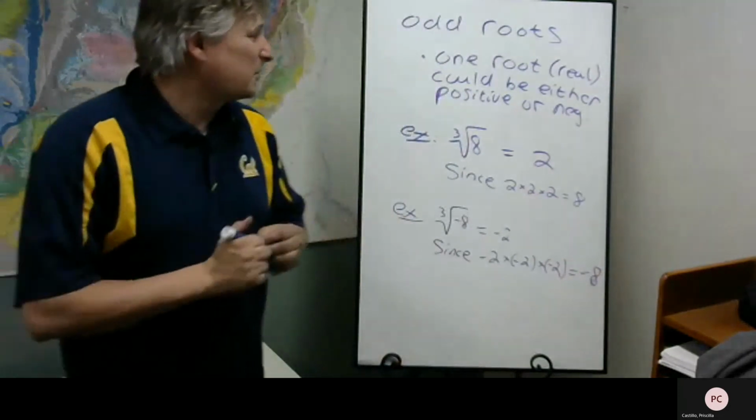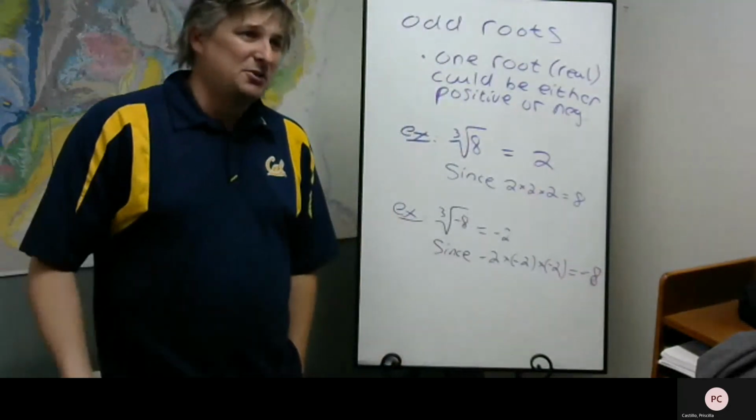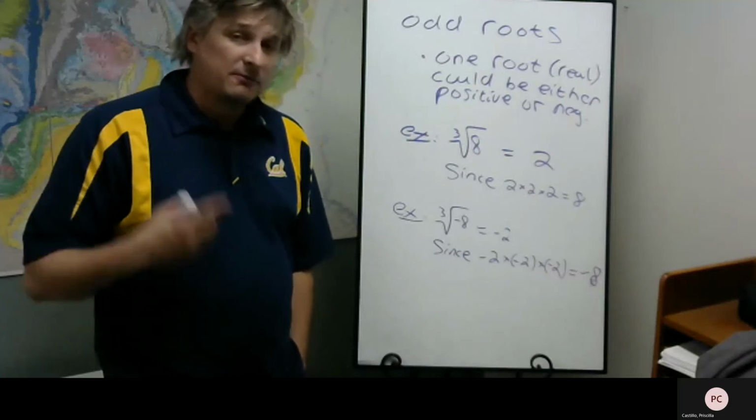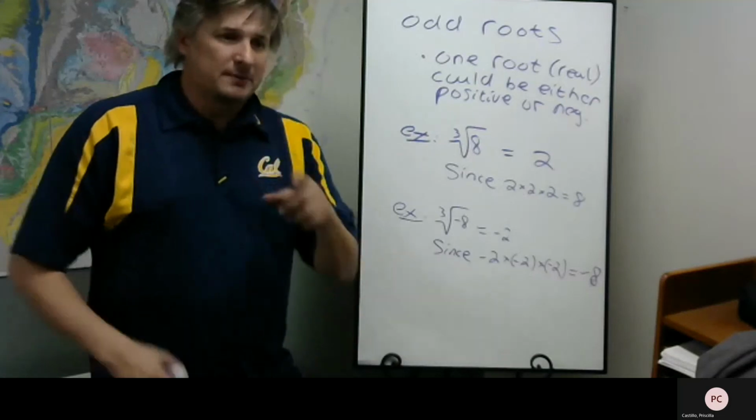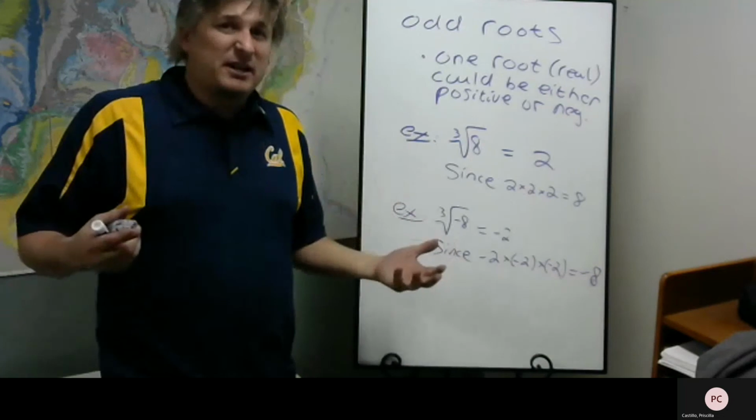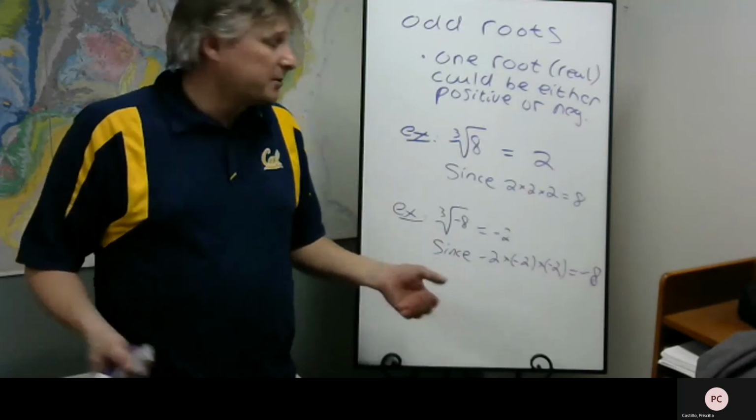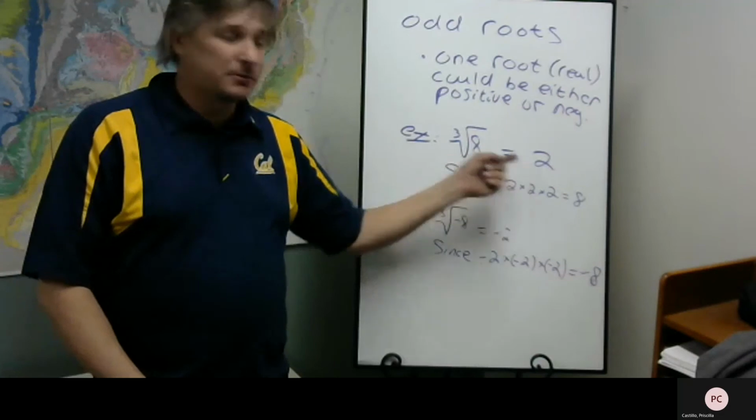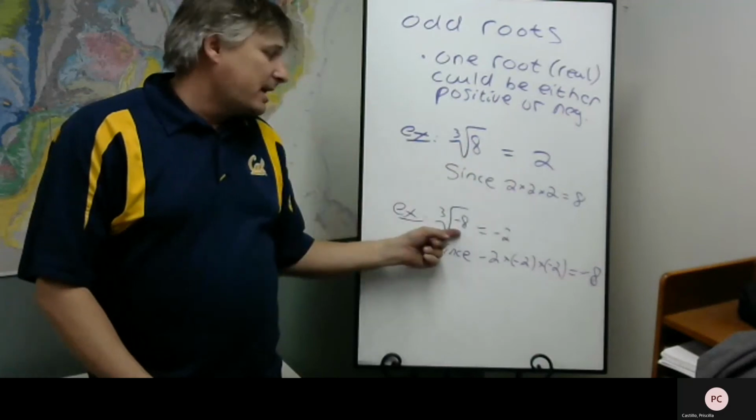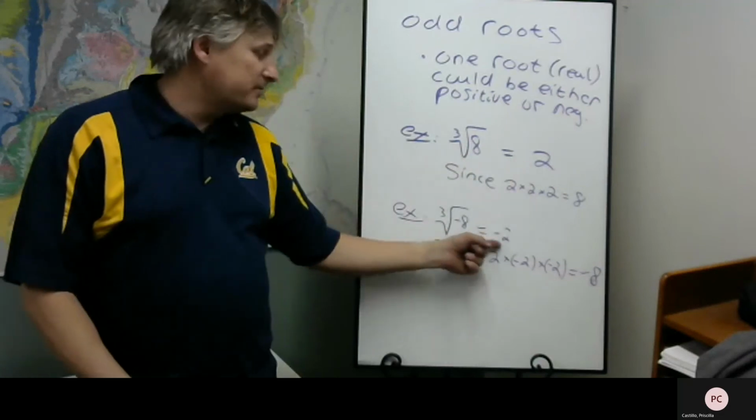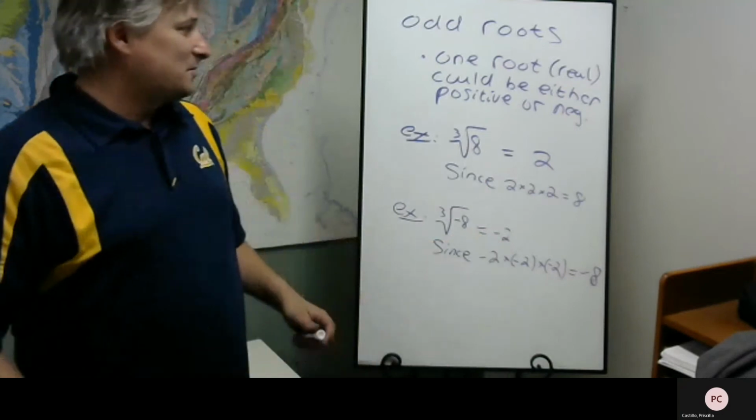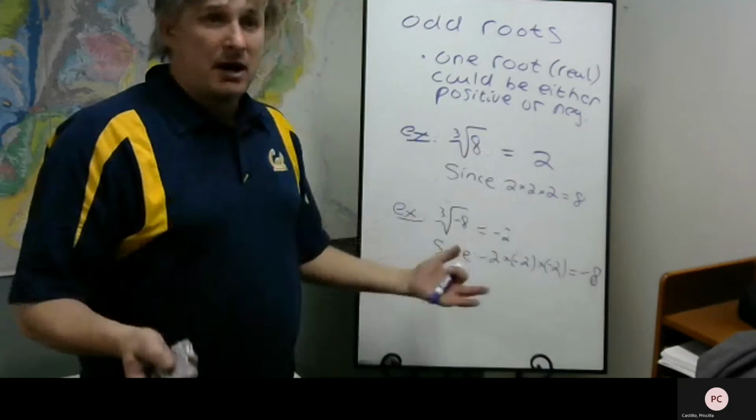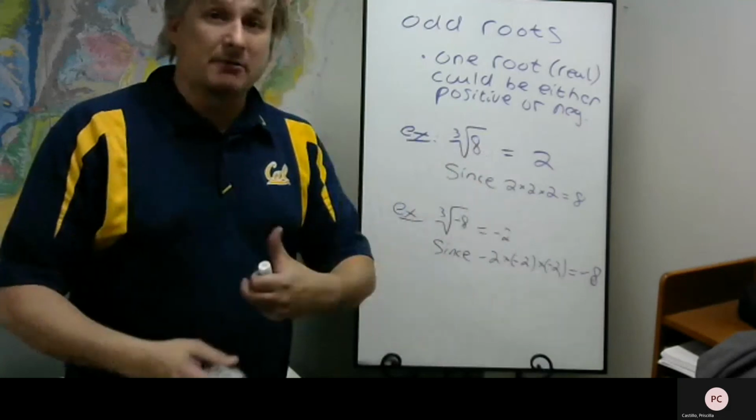So the moral of the story on this, with even roots, you can talk about a positive root or you can talk about a negative root. For odd roots, there's only one root. Whether it's positive or negative just depends on the number you're working with. 8 happens to have a positive 2 as a cube root. Negative 8 happens to have a cube root of negative 2. So even, you got to be kind of careful. Do they want the positive or the negative? With odd, it's whatever root works out.